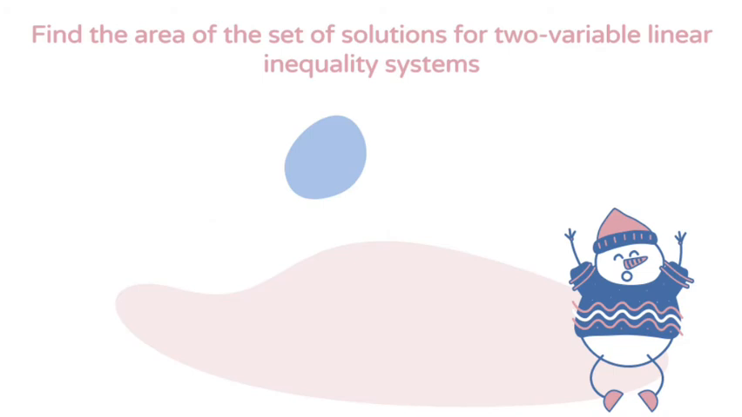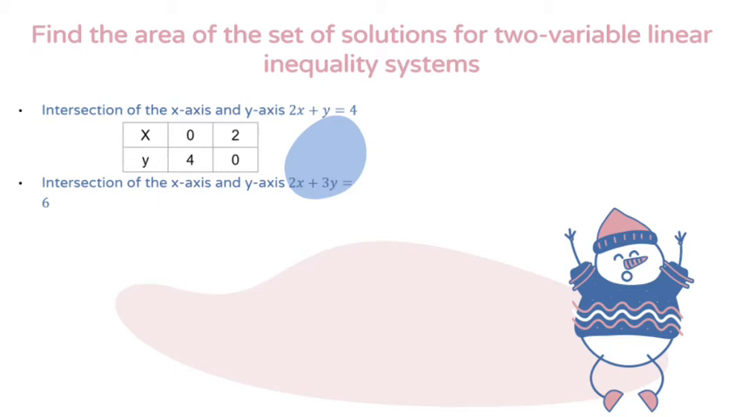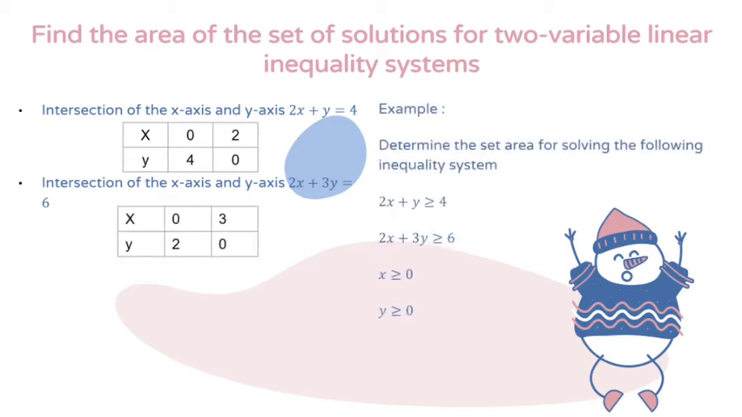Next, find the area of the solution set for a system of linear inequalities of two variables. Here the inequality system means more than one inequality. Okay, for example, determine the solution set area for the following inequality system: 2x plus y greater than or equal to 4, 2x plus 3y greater than or equal to 6, x greater than or equal to 0, and y greater than or equal to 0.